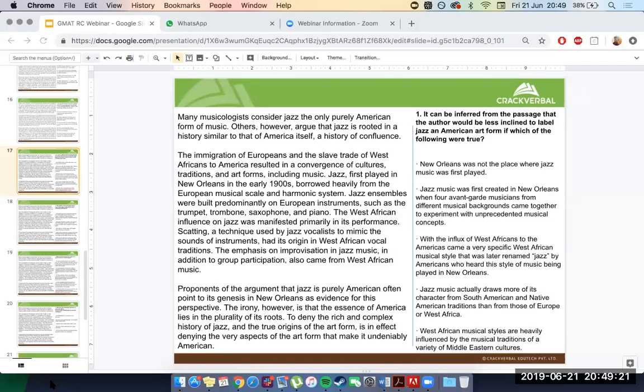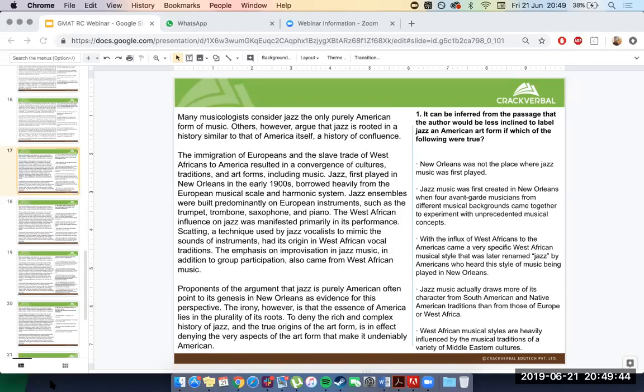Ultimately, what is this telling us? It's telling us, first of all, that the author thinks jazz is very American. So it's telling us that for sure. It's also saying that the author would be less inclined to label jazz an American art form if one of these factors is true. So we are looking at something that will make the author less likely to say that this is an American art.